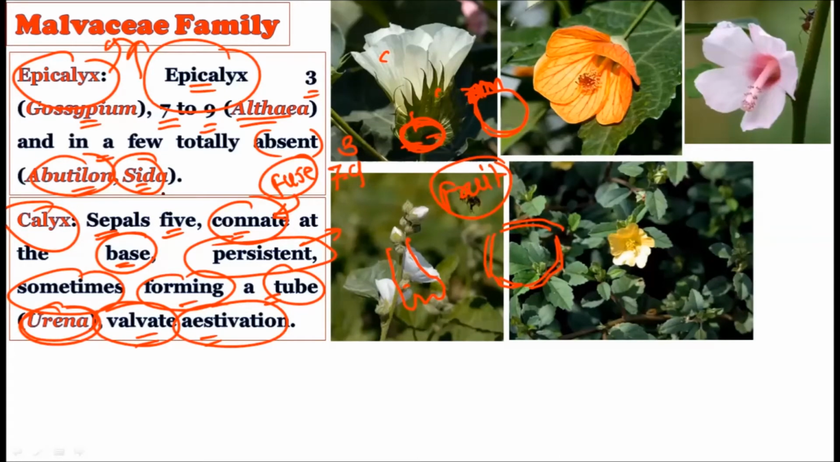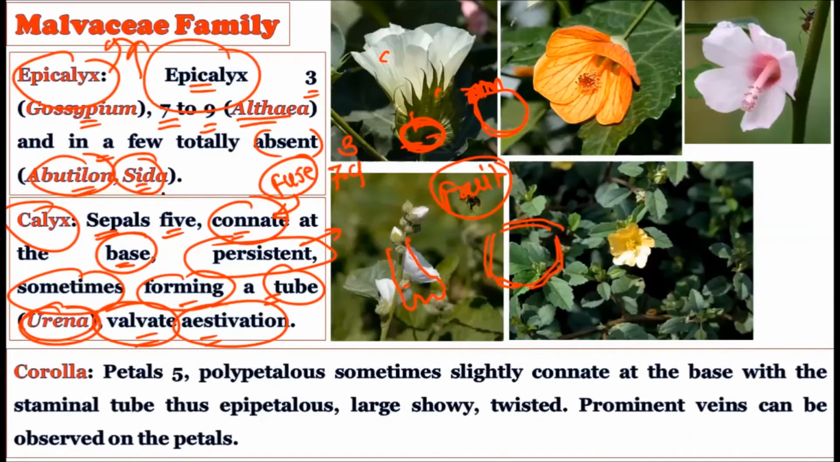Now let us consider the corolla. How is the corolla? The petals are 5. How many petals are there? Petals are 5, and you can easily count them: 1, 2, 3, 4, 5. Five petals are there in the maximum number of cases. And these five petals are polypetalous in nature, that is, they are free from one another.